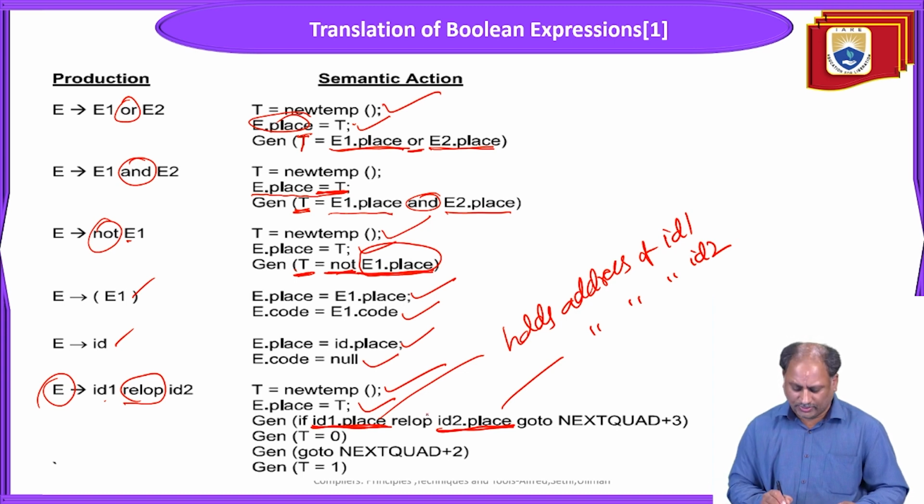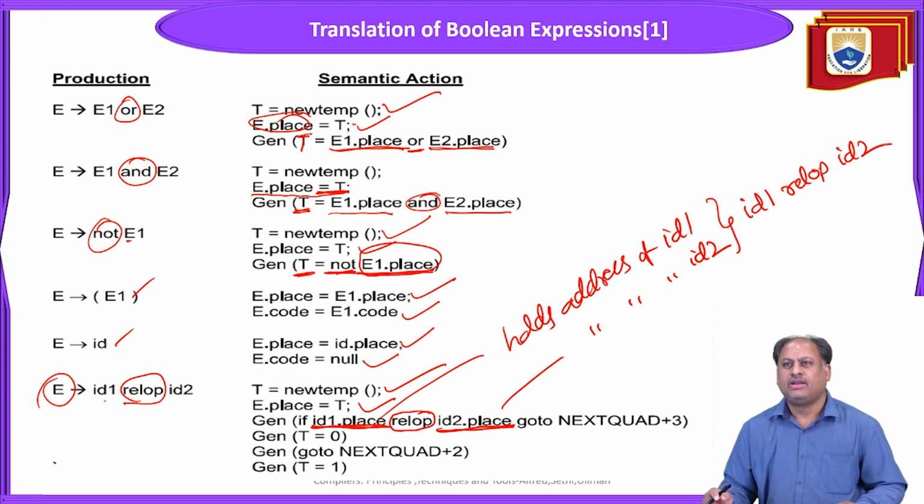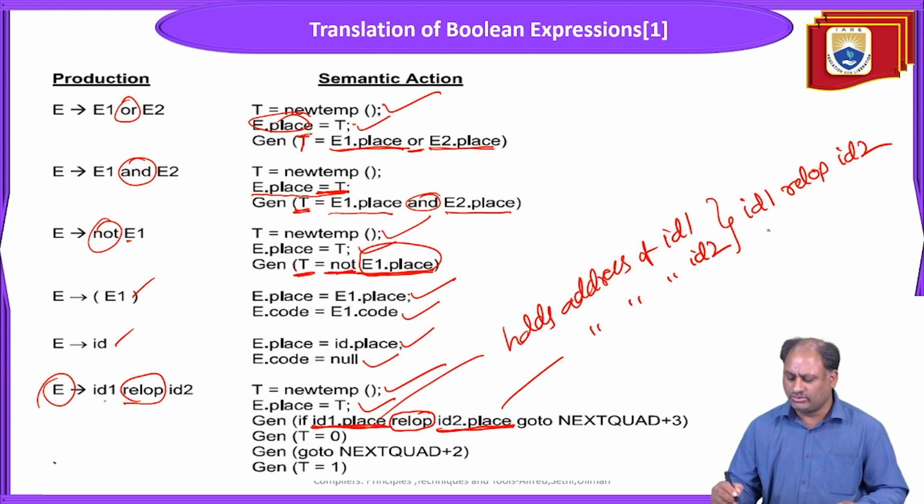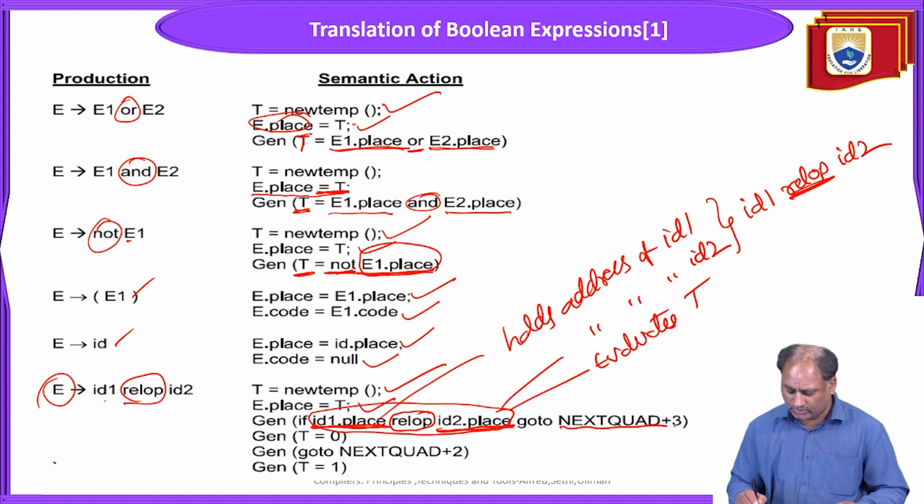After getting both the place value of identifier 1 and the place value of identifier 2, I am applying identifier 1 relational operator identifier 2. Then this relational operator has to be applied, and we are going to get some result. Suppose the result is satisfied, that means this entire expression evaluates true, then go to next quad plus 3.